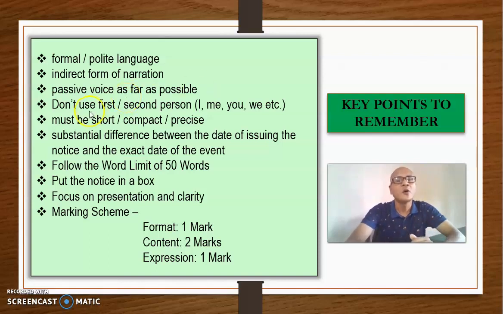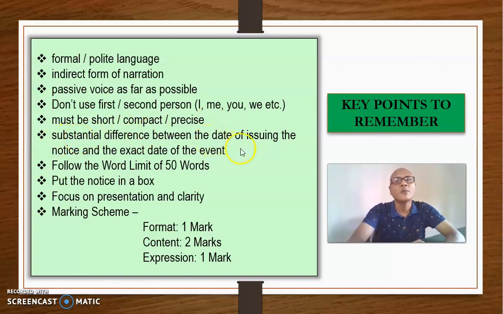Alright. Next of all, don't use first or second persons like I, me, you, we, etc. So you have to avoid using the first and second person pronouns in your notice. After that, you all have to keep in mind another very important point when it comes to notice writing. Alright? This is that a notice must be short, compact and precise. So your notice has to be written in such a way that it is precise and to the point. So you have to avoid writing the unnecessary details.